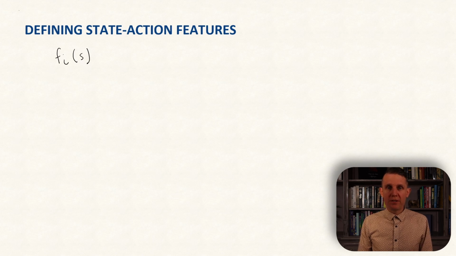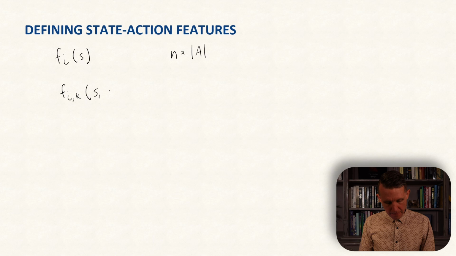If we have this state feature extractor, it then becomes very easy to convert this to something that is n times as large as follows. We just define n times a different functions, feature i for action k, SA as follows.